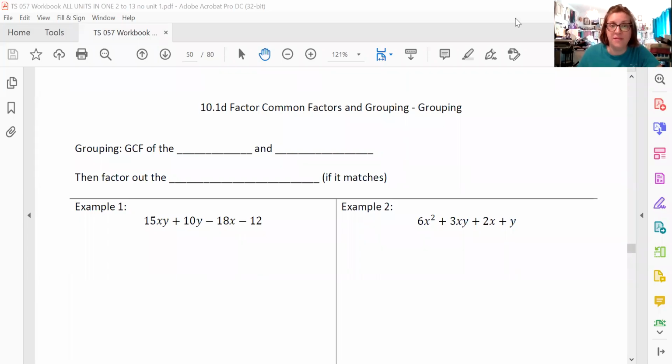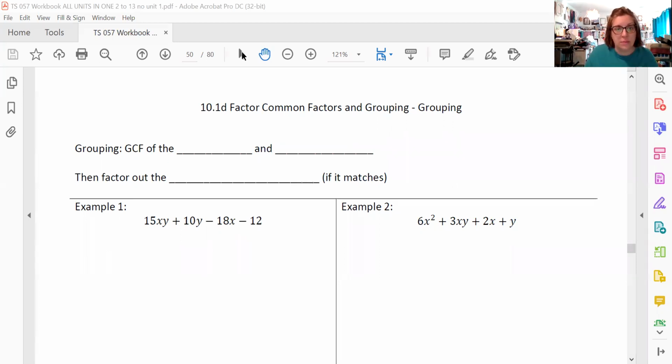10.1D, factor common factors and grouping. So we've talked about, just a couple videos ago, factoring out the GCF, and that's prepared us for situations like this, where I have this polynomial, and there's not really something that I can take out of all of them the same. And if that's the case, I can group them into things that I can take out a GCF.